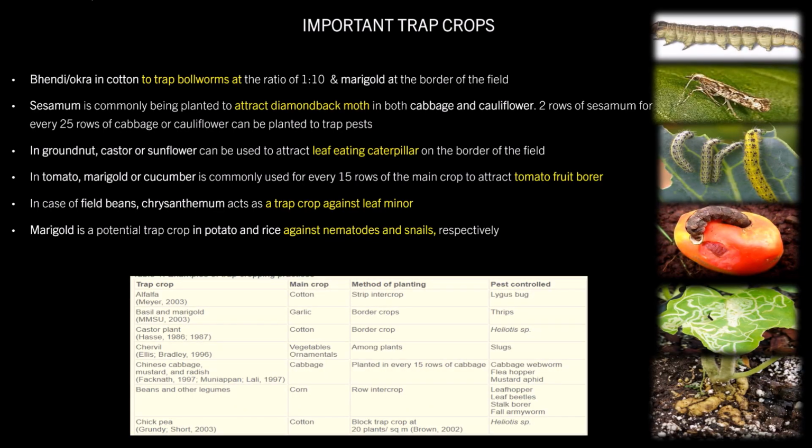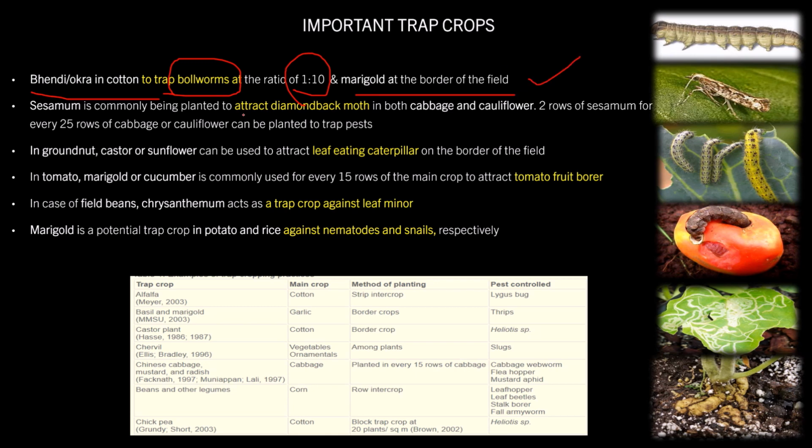Now let's move on to the important examples which we have already taken to an extent, but let's not waste this, so we will take this also ahead. We use bindi or okra in cotton to trap the bollworms in the ratio of 1 is to 10, and marigold at the border of the field. This is a very important example of a trap crop.